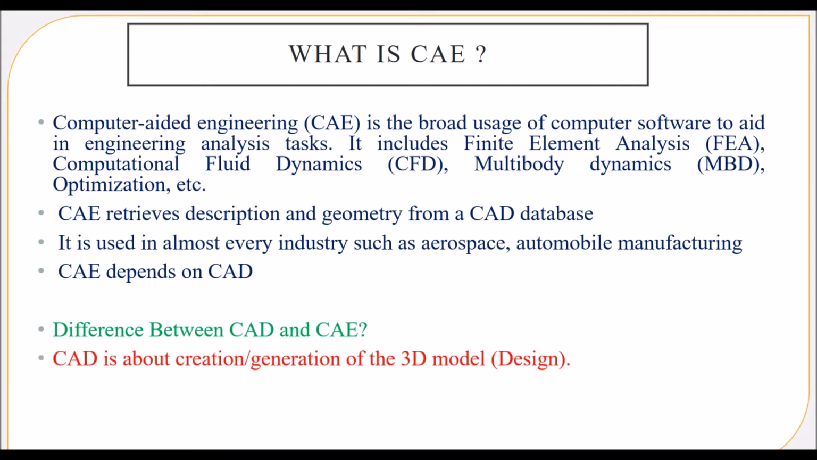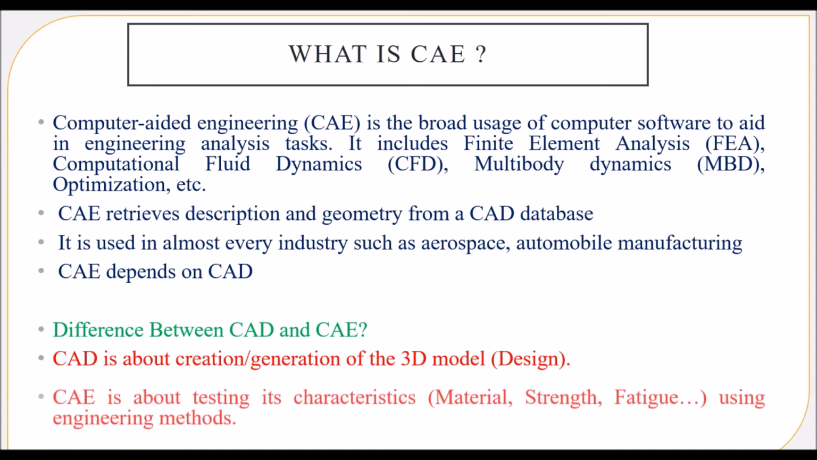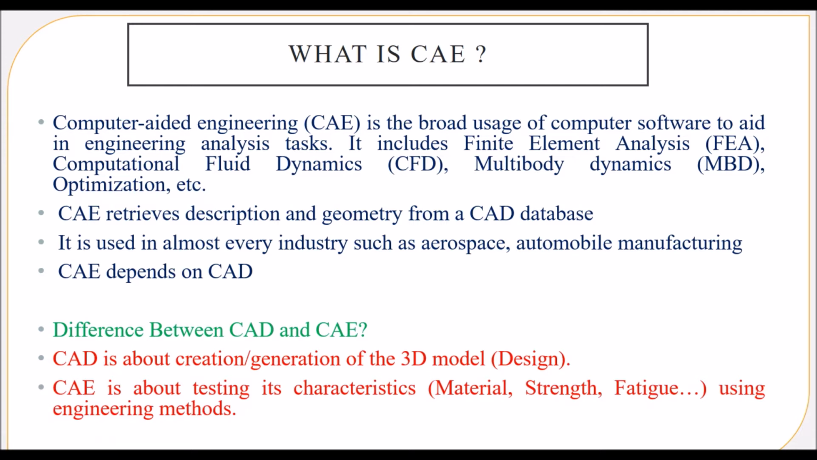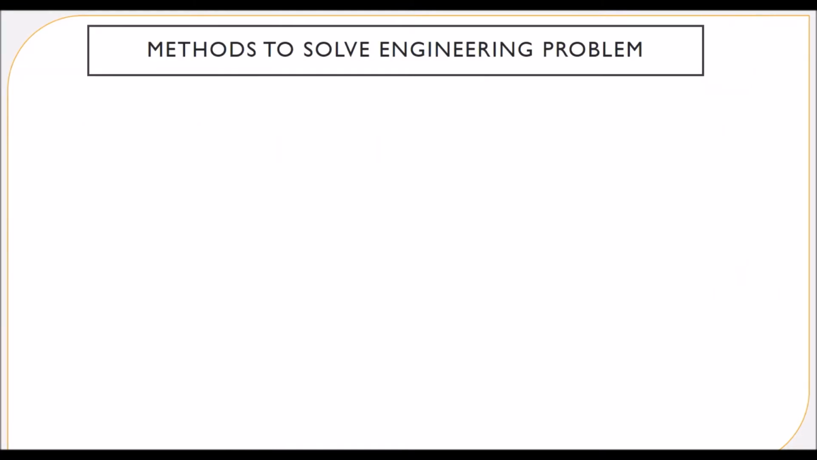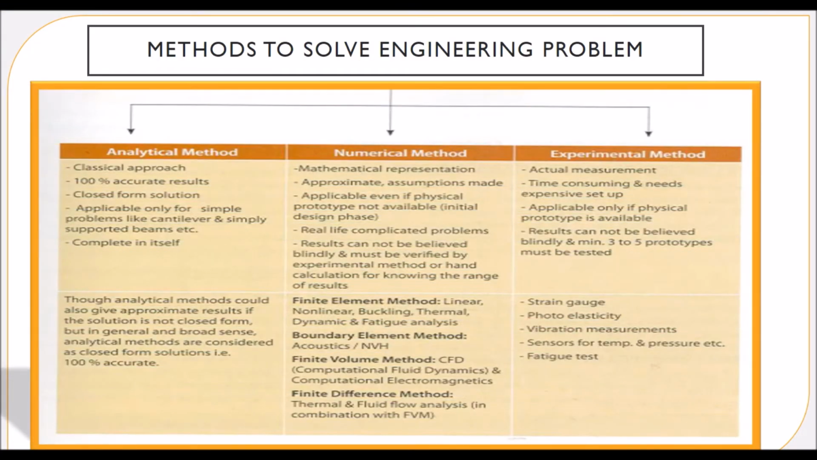CAD is about creation or generation of a 3D model, that is designing. CAE is about testing its characteristics, that is material, strength, fatigue, by using engineering methods. Okay, so now we will discuss the different engineering methods to solve it. Coming to these methods, there are three types, that is analytical method, numerical method, and experimental method.